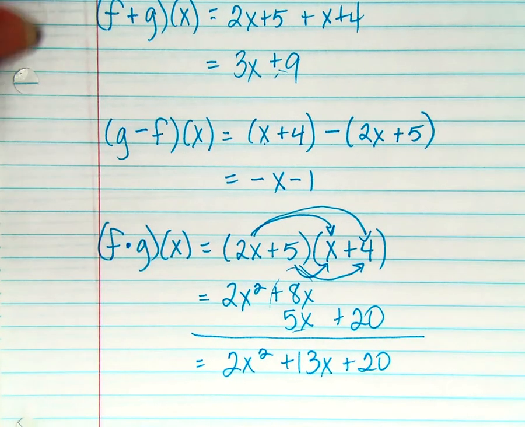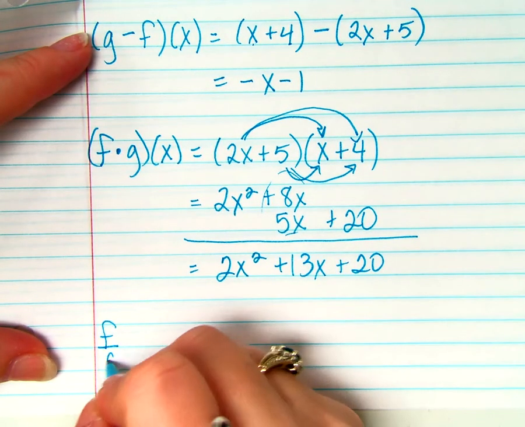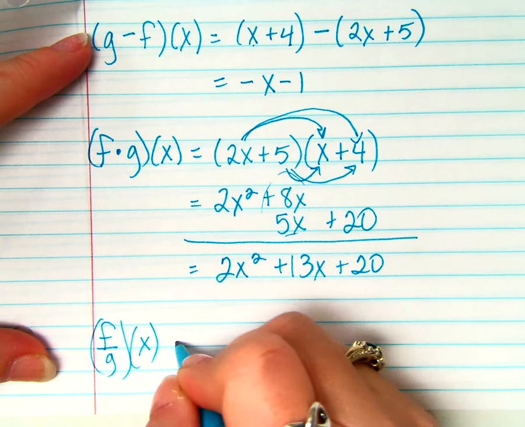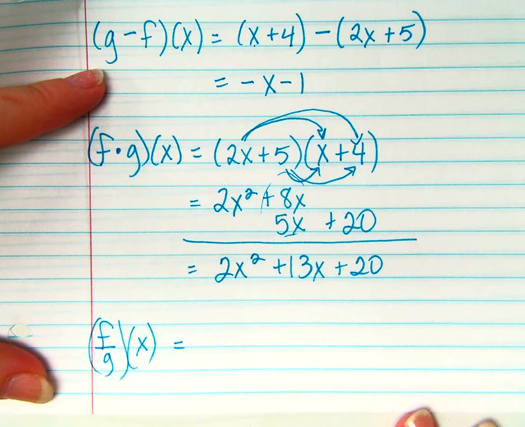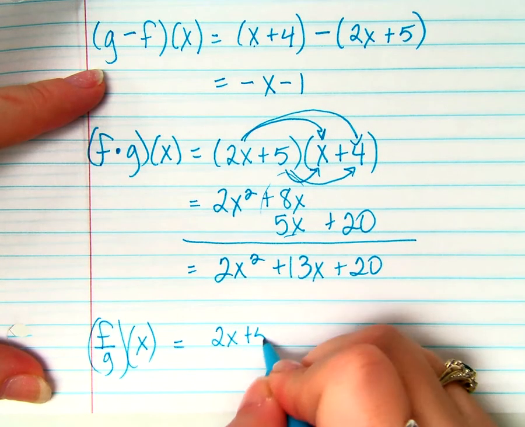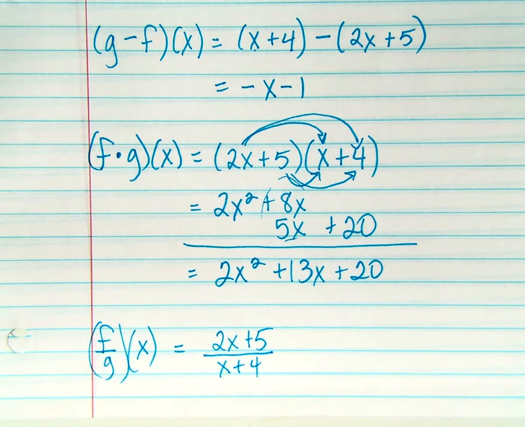What's the last one I'm going to ask you about? f divided by g of x. What is it? f of x is 2x plus 5. g of x is x plus 4. Done. Nothing to simplify, is there? So we're done. Okay? Questions? So you've seen all that already, haven't you? We did that last semester. Okay?